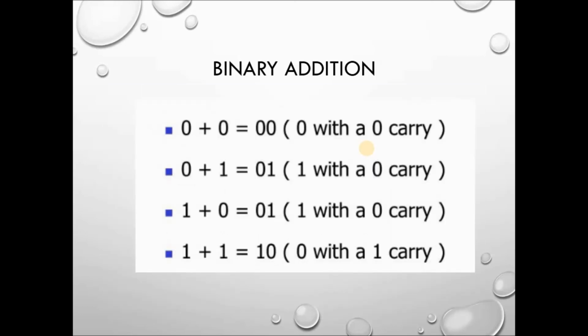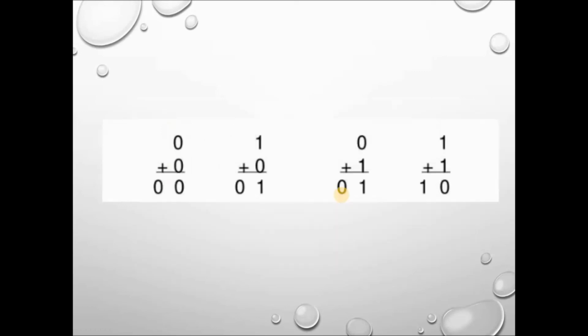So how to add binary numbers? Okay. 0 plus 0 is 0, 0 plus 1 is 1, 1 plus 0 is 1, 1 plus 1 is 1 0. How? 1 plus 1 means 2. The binary number of 2 is 1 0. Already we have discussed this in the truth table. Binary numbers: for 0, 0 0; for 1, 0 1; for 2, 1 0; for 3, 1 1. So like that.